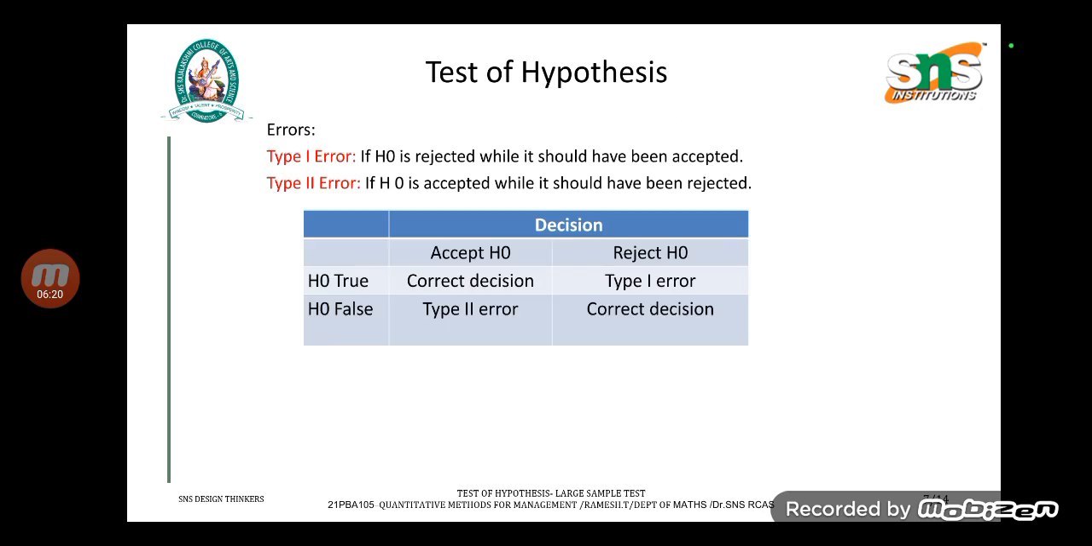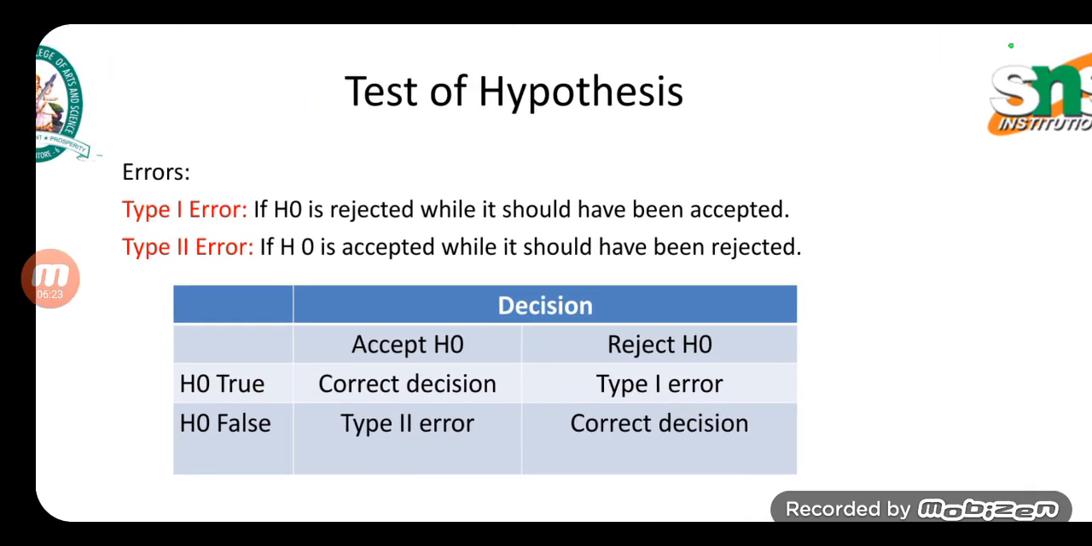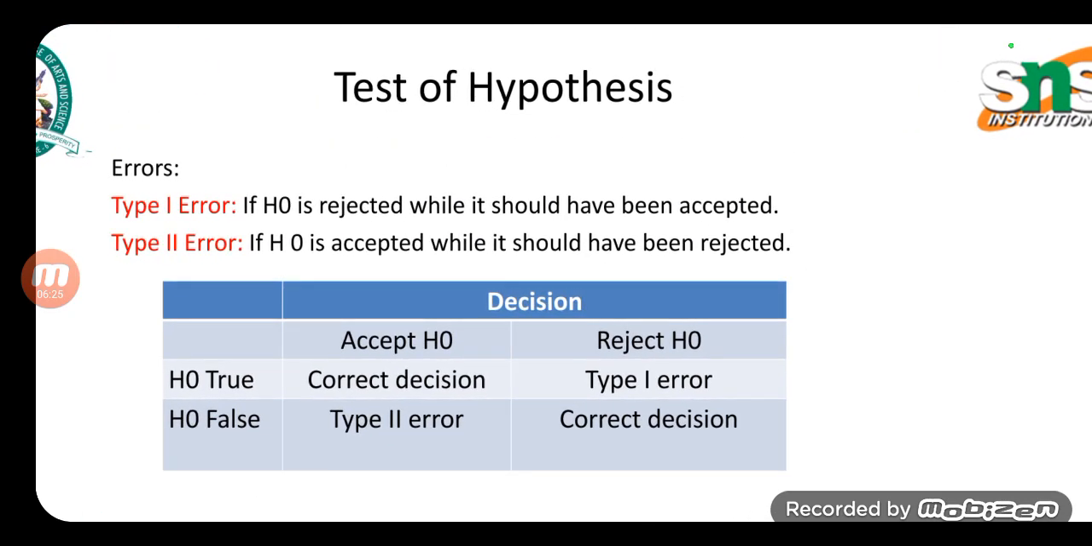So from this table we see what is accepted and rejected. Accept H0 and H0 is true. If the null hypothesis is true and we accept the null hypothesis, then it is a correct decision. If the null hypothesis is true and we reject it, then it is type 1 error. Next, what is type 2 error? If the null hypothesis is false but we accept it, then it is type 2 error. If the null hypothesis is false and we reject the null hypothesis, then it is a correct decision.